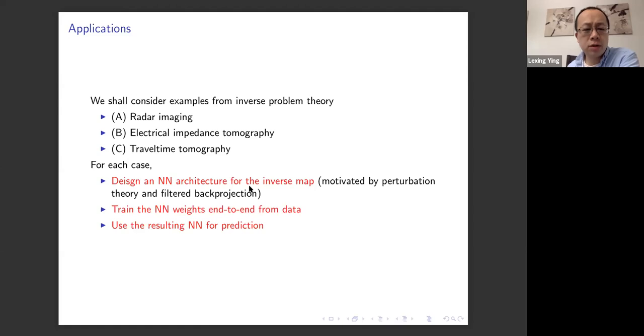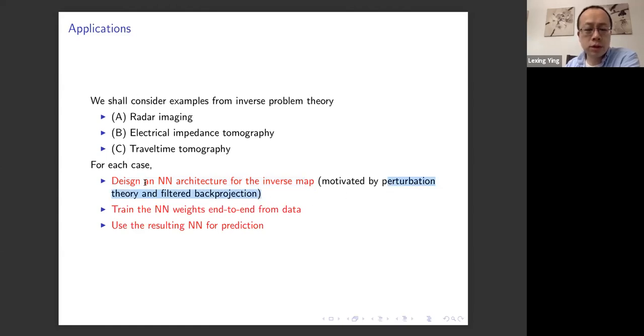But the overarching structure for each is the same. We're going to design a network architecture for the inverse map of each of these applications. This is to a certain extent motivated by perturbation analysis and also the filtered back projection algorithm. These are two very simple ideas in inverse problems.